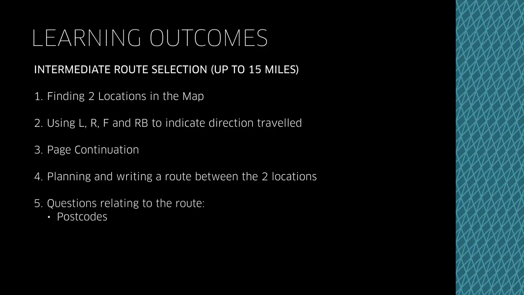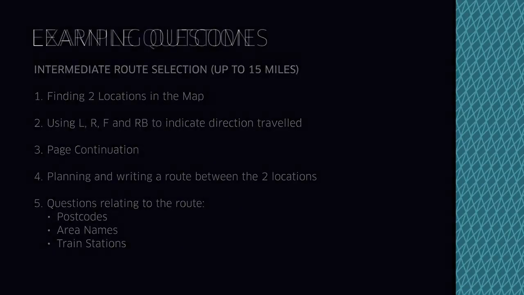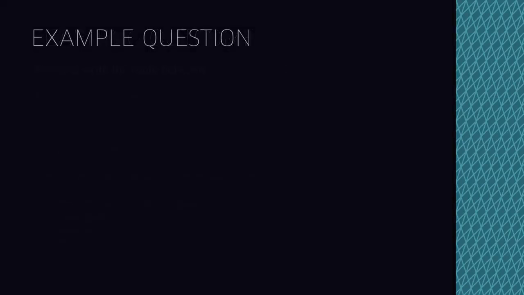This module will assess your ability to plan and write a route between the two locations and answer questions relating to that route. These additional questions will be based on postcodes, area names and stations. Module 3 example question: planning and writing a route between Limehouse Rail and DLR and Whittington Hospital.